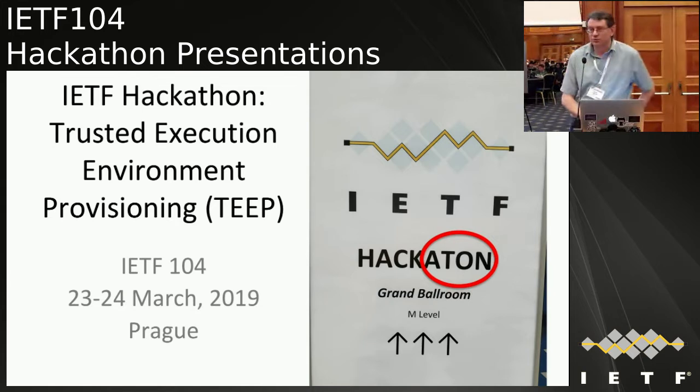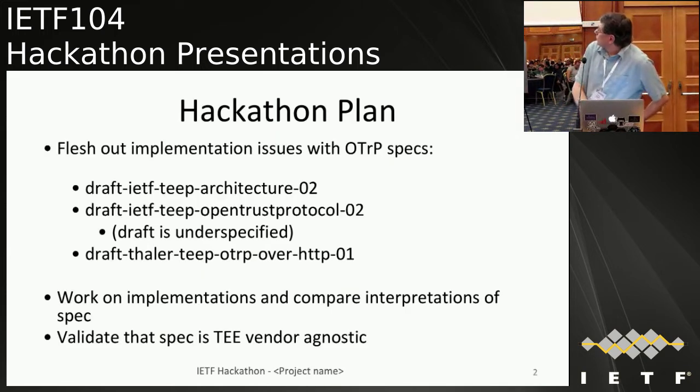to figure out how to provision code and configuration into trusted execution environments such as secure elements, Intel SGX, TrustZone, and so forth. This was our third hackathon, and so our plan was, since the drafts are still in progress, to try to flesh out implementation details. And one of those drafts, the actual protocol one in the middle there, is sort of known to be underspecified. And so we were trying to figure out what are the areas of ambiguity as we tried to implement things.